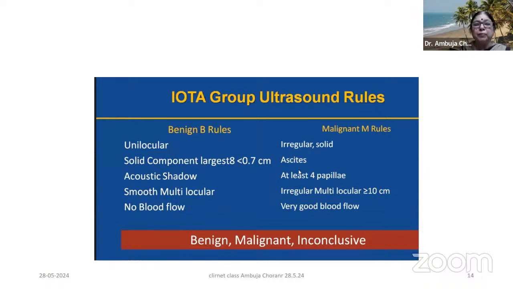So the benign features are: unilocular, a solid component, even if present, whose largest diameter is less than 0.7 centimeters, acoustic shadow if present, a smooth multilocular tumor, and no blood flow. If you want, you can note these down. And malignant features are irregular margins, a larger solid component, ascites, and at least 4 papillae. Papillae mean ingrowth of the epithelium in the cyst, whether a full partition or half partition. Also an irregular multilocular cyst more than 10 centimeters in size, and very strong blood flow. These are the malignant features.